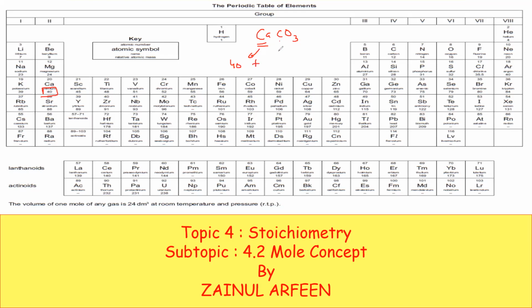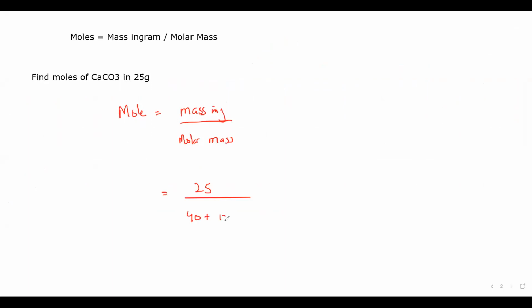Plus, what is the mass of carbon? 12. Plus, what is the mass of oxygen? 16, and that is multiplied by 3. Why multiplied by 3? Because there are 3 oxygen atoms. So calcium is 40 plus carbon is 12 plus oxygen is 16 multiplied by 3. So this will be 25 divided by 40 plus 12, which is 52, and 16 multiplied by 3 is 48.